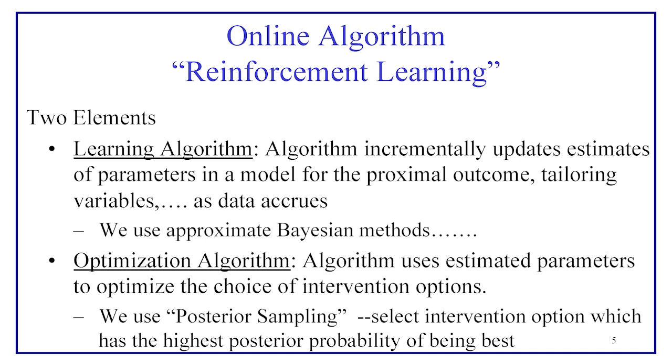The first is a learning algorithm, which is an algorithm. It's usually some statistical method like a large language model used in artificial intelligence or deep learning, whatever. I mean, it's a free world, they get to do that. And this algorithm incrementally updates estimators of parameters in a model for the desired behavior. For example, engaging in the intervention or reducing substance use, that might be a desired behavior, proximal outcome.